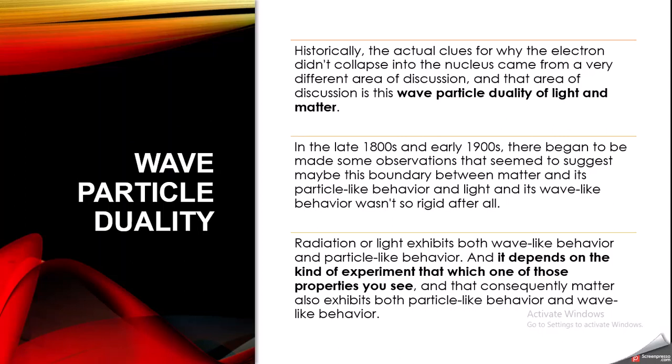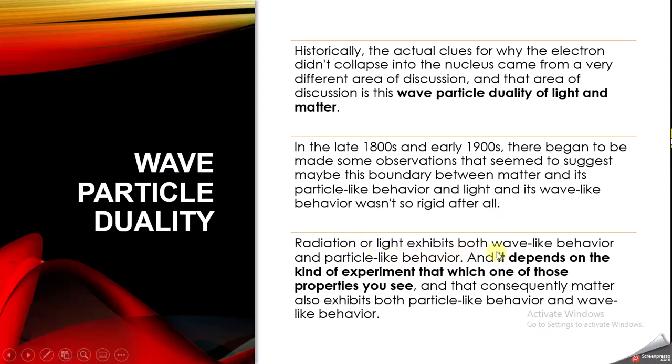So the study of quantum mechanics basically started with the concept of wave-particle duality, and specifically the wave-particle duality of light and matter. In the late 1800s and early 1900s, some observations began to be made that seemed to suggest that maybe the boundary between matter and its particle-like behavior and light and its wave-like behavior wasn't so rigid at all.